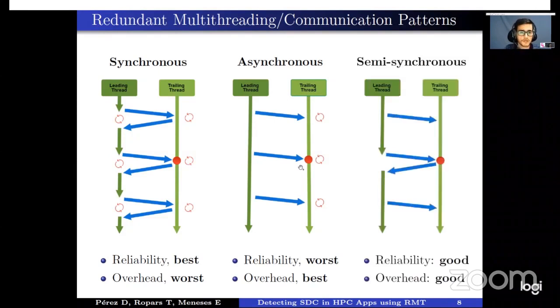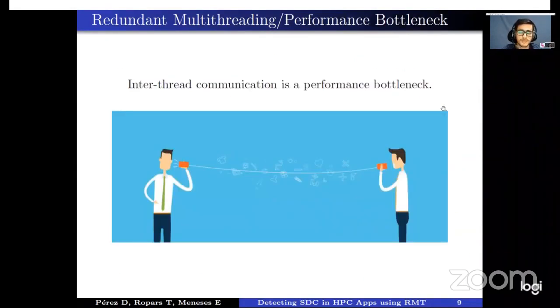And what is usually done is something in between, which is called a semi-synchronous communication pattern, in which the leading thread is only going to stop and wait at these volatile access points. And this is good regarding reliability and also regarding overhead. So this is the usual approach for a redundant multithreading approach. So as it can be seen, this inter-thread communication is a performance bottleneck. All the data that the threads need to exchange implies a lot of overhead.